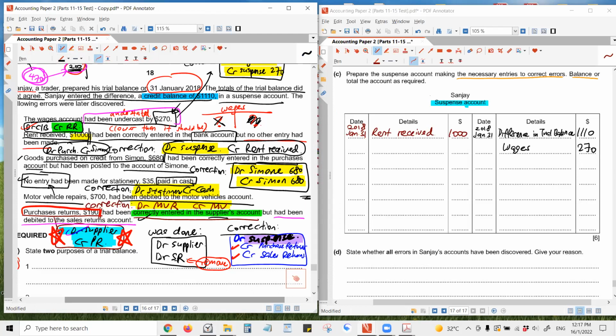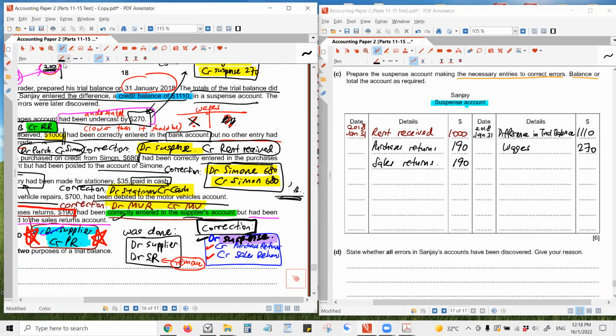Among all the 6 errors here, I think the trickiest one is the last one, because you need 2 credit entries and 1 debit entry as the correction. Let's show it in the answer. You have to debit suspense with 2 amounts of 190. In the details, for one of them you write purchases returns. The other one you write sale returns. I write the amount here for you, in case you don't get it. The amount for this is 380, here 190, here 190. So these are the corrections.